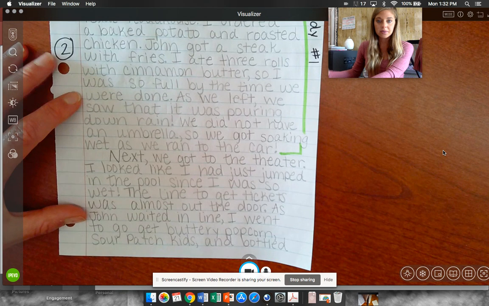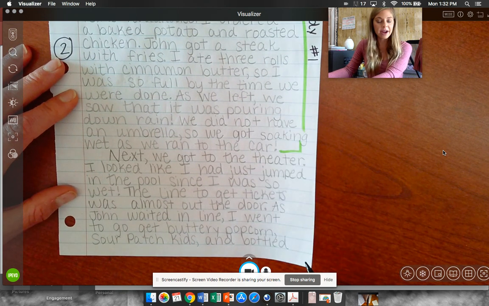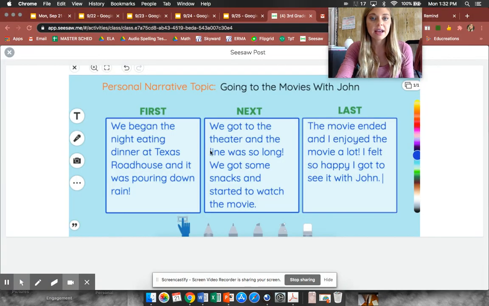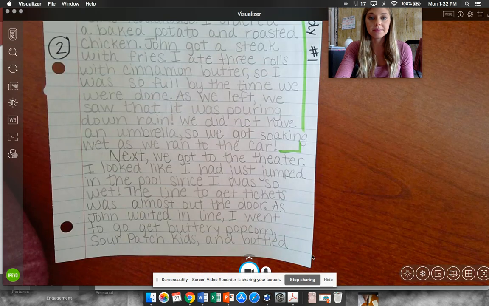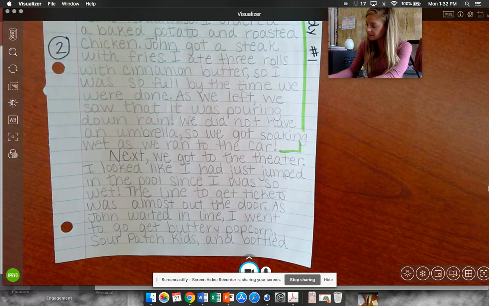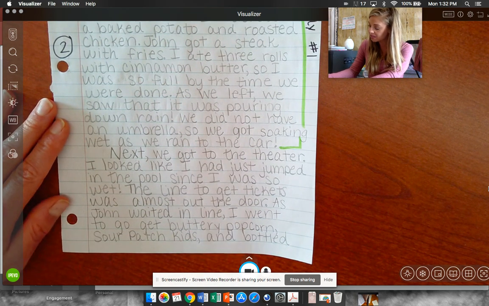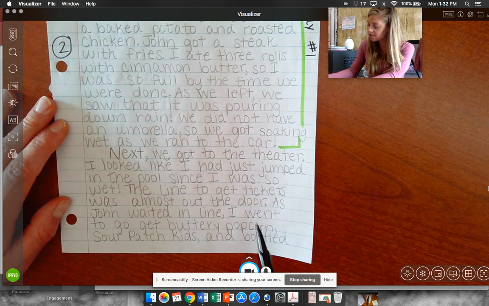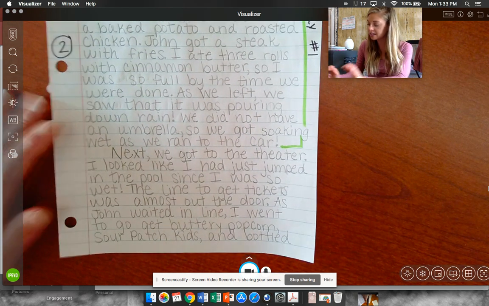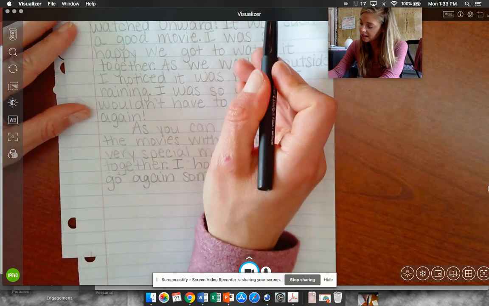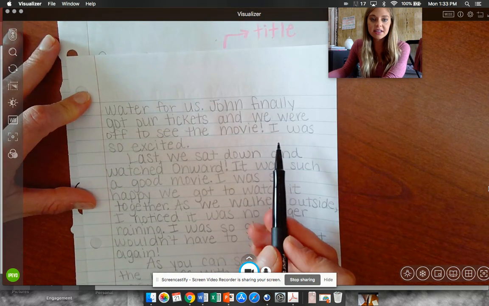Next, we have our body paragraph number 2. So that's the next thing we did. So we go back to our brainstorming sheet. And the next thing I did was I got to the theater and the line was so long. We got some snacks and started to watch the movie. So I wrote about that. I said, next we got to the theater. It looked like I had just jumped in the pool. Since I was still wet, the line to get tickets was almost out the door. As John waited in line, I went to go get some buttery popcorn and Sour Patch Kids and a bottled water for us. And then we finally got the tickets and we were off to see the movie.